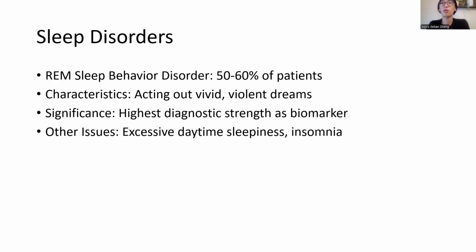Sleep disorders are both common and significant in Parkinson's disease. REM sleep behavior disorder affects 50 to 60% of patients and has the highest diagnostic strength as a biomarker for the condition. In RBD, the normal paralysis that occurs during REM sleep is incomplete or totally absent, allowing patients to act out their dreams, which tend to be vivid, intense, and often violent.